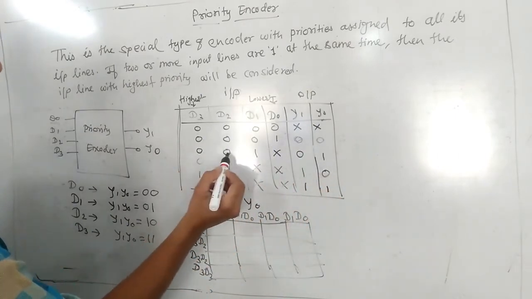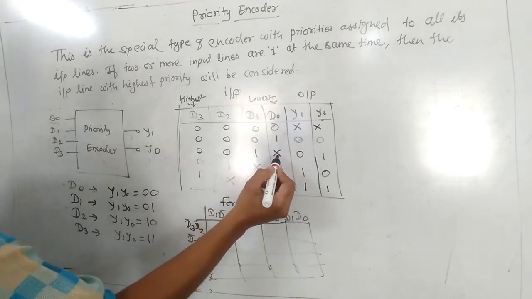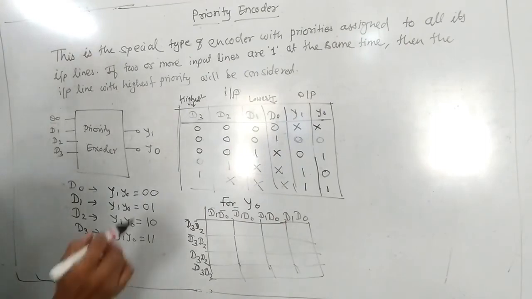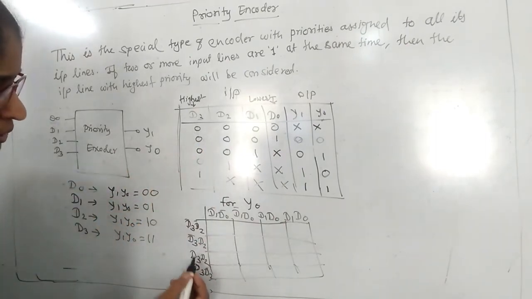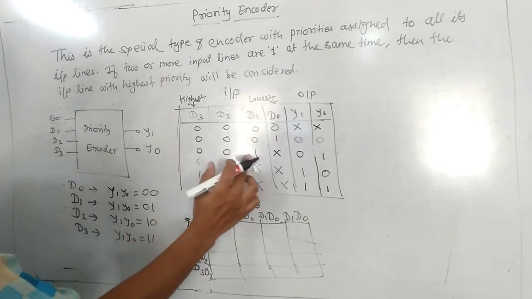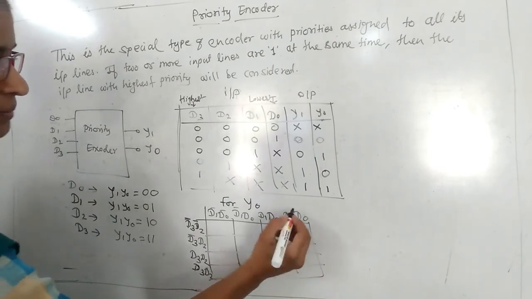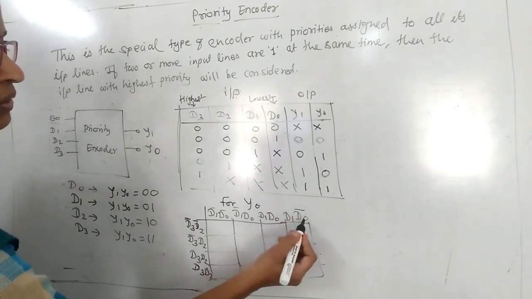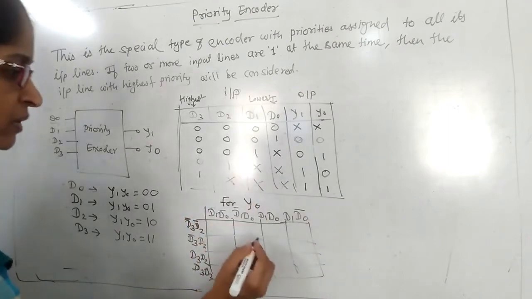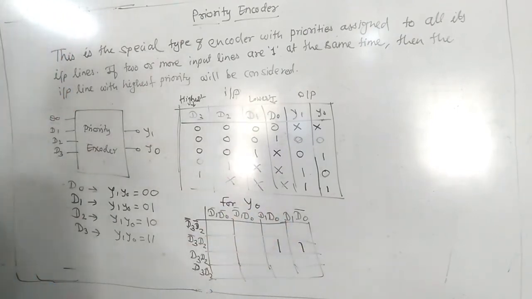Here D3 is 0, D2 is 0, D1 must be 1 and D0 may be don't care, that means D0 may be 0 or may be 1. So here D3, D2 is 0, 0, that means D3 bar, D2 bar. So this is the row and D1 must be 1. So here D1 is 1 and D0 is don't care. So D0 may be 1 or D0 may be 0. So this is the line where we have to plot this 1. So here we have to plot the 1.